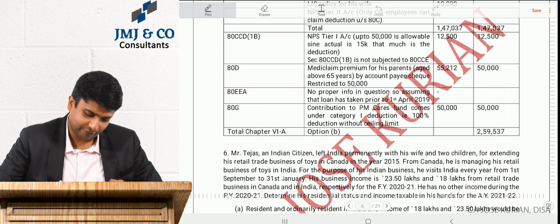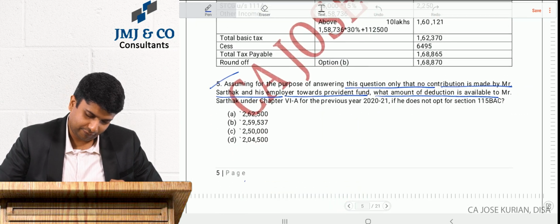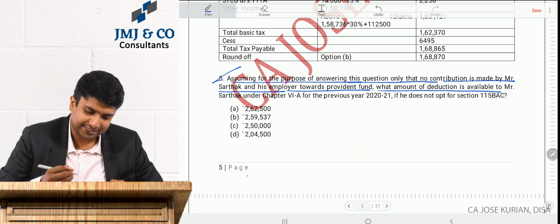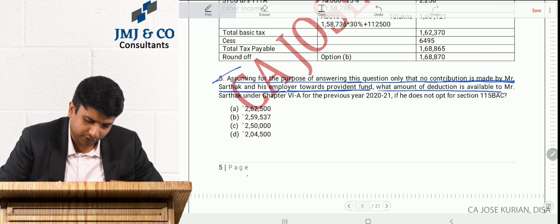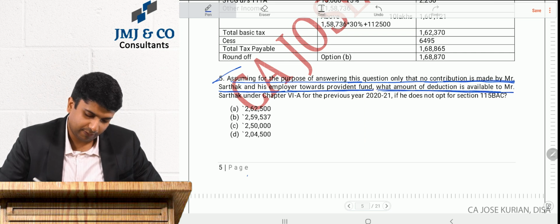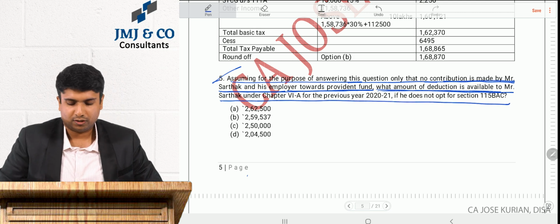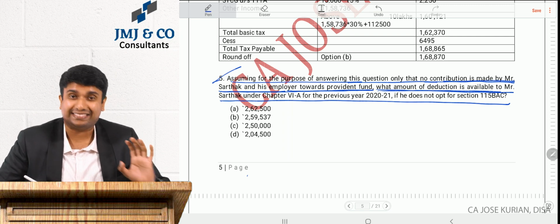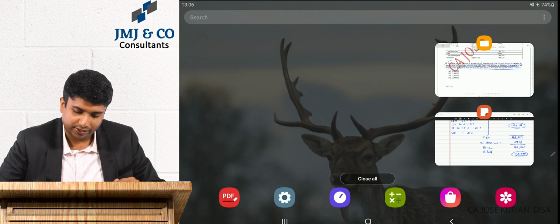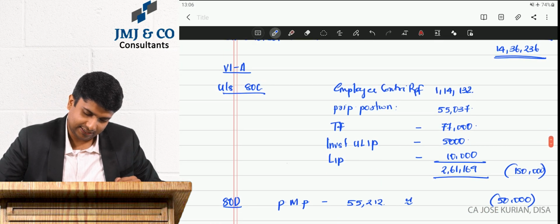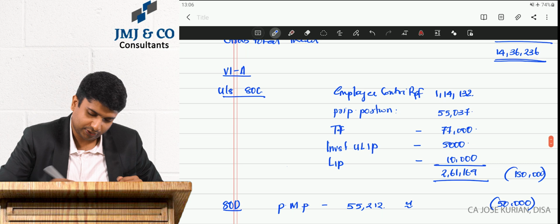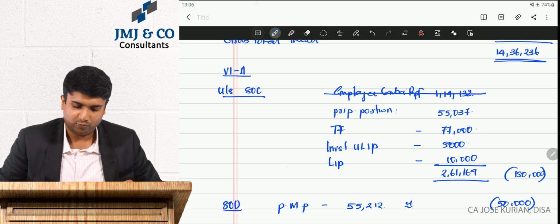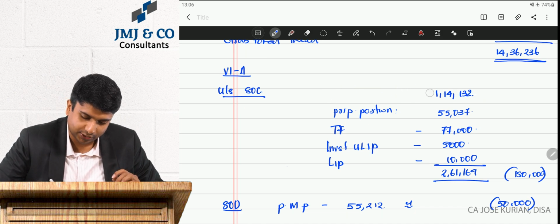Now moving on to question number 5, friends. What it says: assuming for the purpose of answering this question only that no contribution is made by Mr. Sarthak and his employer towards Provident Fund, what would be the deduction available to Mr. Sarthak under chapter 6A? So if there is no contribution by the employer as well as the employee, what will be the total chapter 6A deduction? That is the question. So we can go to the previous answer, and under that chapter 6A area only we need to work. The question is very clear, he is not contributing anything to Provident Fund. Yes or no? If he is not contributing anything to the Provident Fund, then 1,14,132, that is not there.